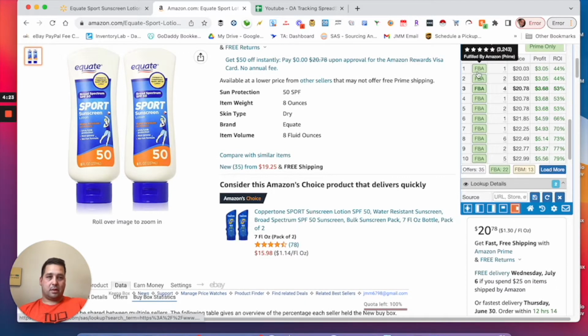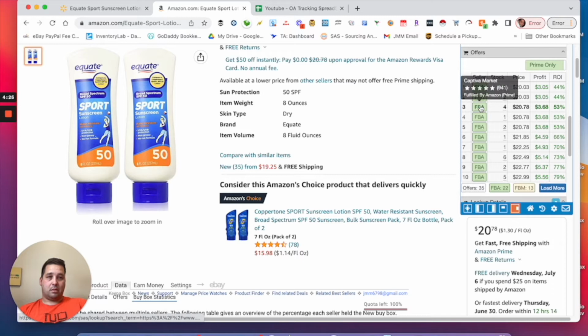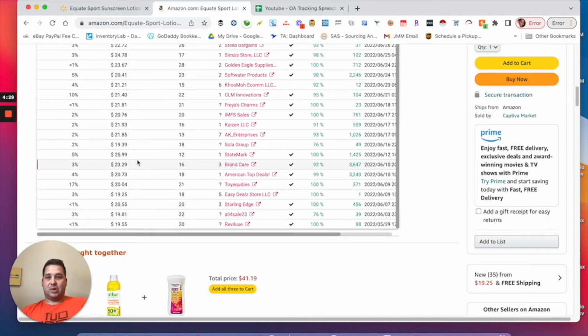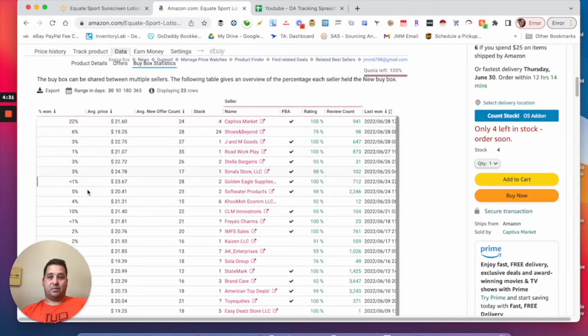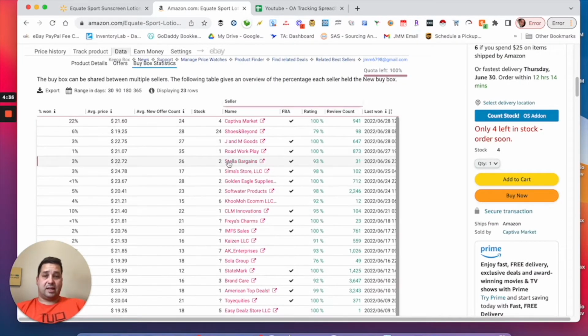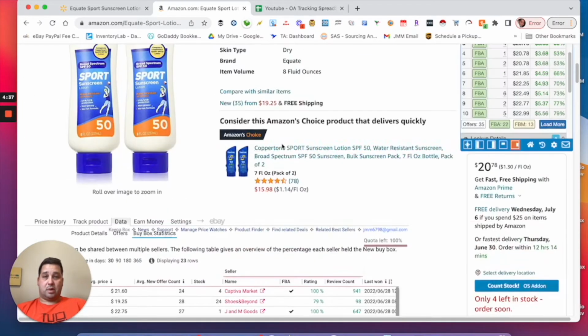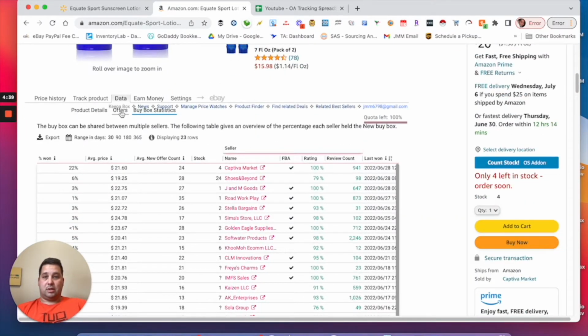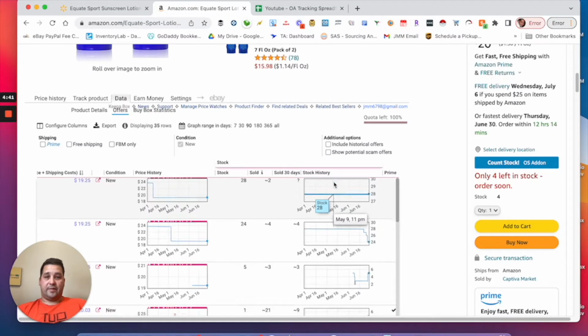So let's see, where are they? Yeah, they're here. So they're number 3 there. So 22%, I mean, they are spreading the buy box around. I mean, 22% is really not that ridiculous. So that checks out the offers.